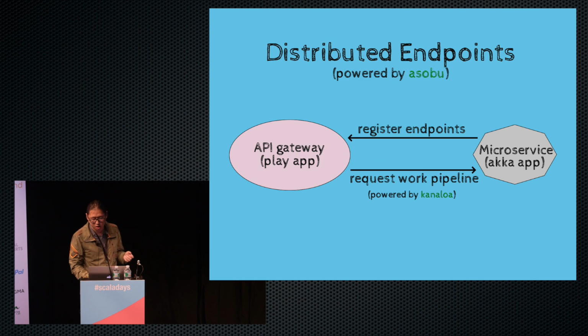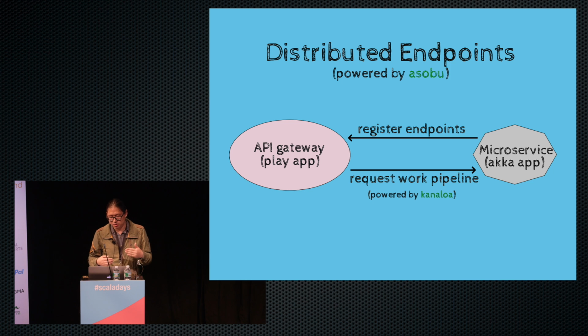So now let's talk about our approach for defining HTTP REST endpoints. We call this distributed endpoints, meaning that you define your HTTP endpoints in the microservice, the Akka app itself. However, those HTTP endpoints are served by the API gateway, which is the Play app. We developed a tool called Asobo, which is open source, that allows you to remotely define HTTP endpoints in your Akka app and just send that definition to the API gateway. The Play app will then create HTTP routes for those endpoints.